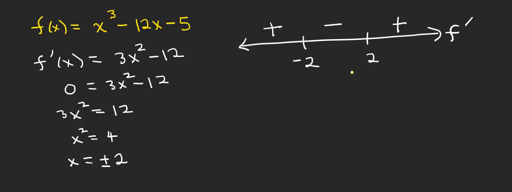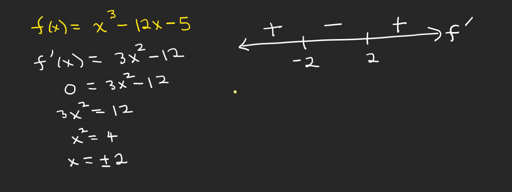So we know that this function f is increasing from negative infinity to negative 2 and from 2 to infinity because f prime is positive within those intervals. And f is decreasing in the interval from negative 2 to 2 because f prime is negative. What about local min and local max?